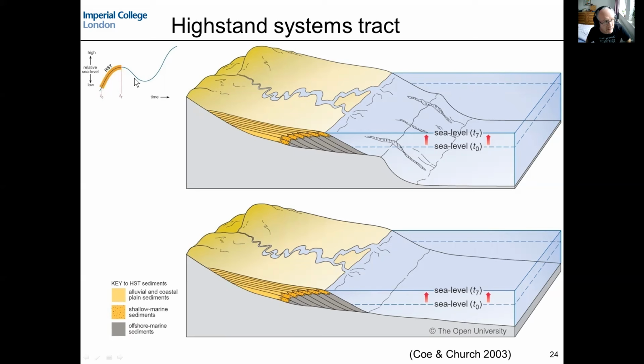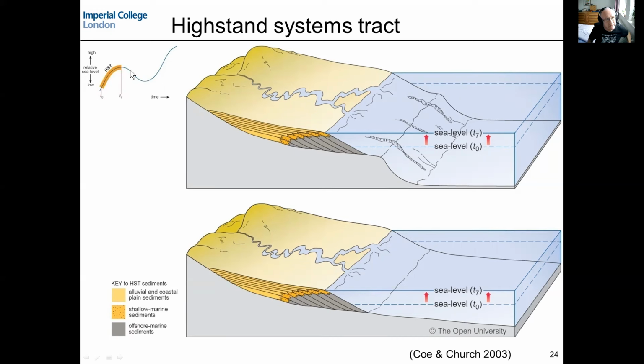Falling relative sea level, the curve drops down, and time starts here and moves towards the right. Okay. So for this part of the curve where sea level is rising, but the rate of rise is slowing down, it's reaching this sort of highest point in here. Well, in these models, we're assuming sediment supply is uniform.